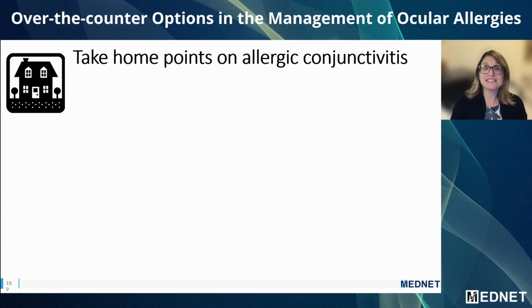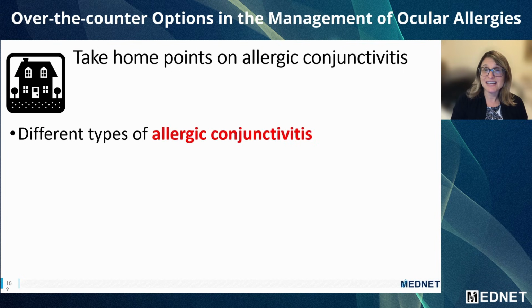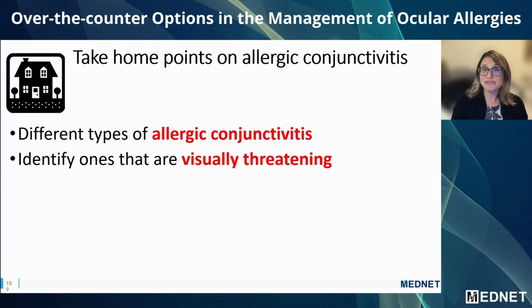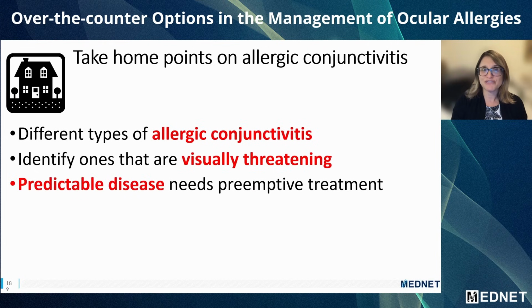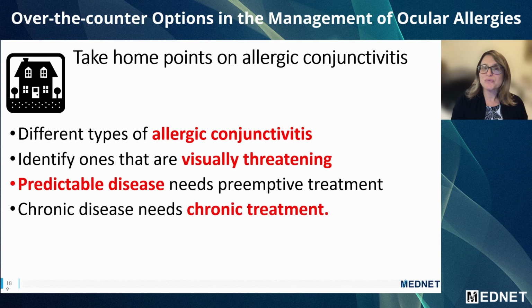So what are the take-home points on allergic conjunctivitis? The biggest thing to remember is it's not one disease. There are different types of allergic conjunctivitis. They have different underlying risk factors, different presentations, and they need different treatments. But it's really important to identify the ones that are visually threatening and to address them so that our patients don't lose vision. It's important to know which ones have a predictable time course so you could preempt treatment, and which ones are chronic and need chronic treatment.